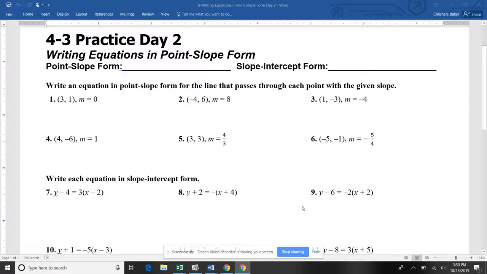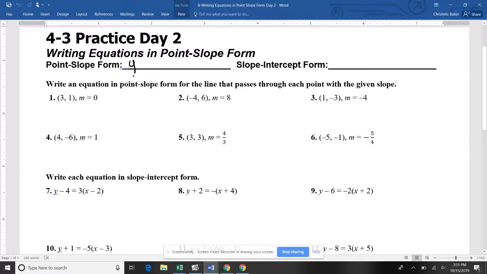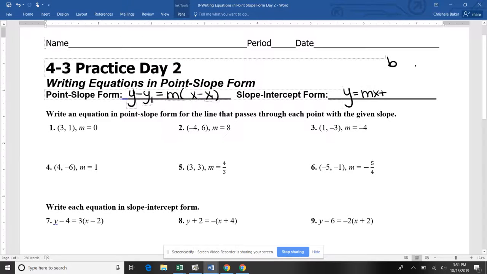Okay, this video is still about point slope form, but we are going to write our equation in point slope form and then transform it into slope intercept form. So again, point slope form is y minus y sub 1 is equal to m times the quantity x minus x sub 1. And slope intercept form is y equals mx plus b.